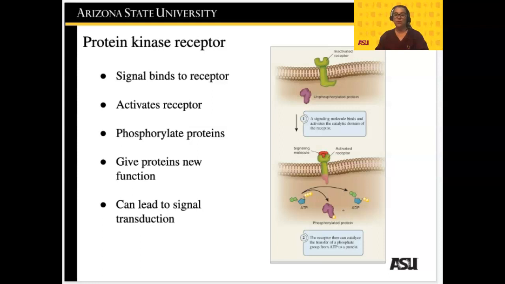Remember that protein kinases cause phosphorylation of proteins. The signaling molecule binds to the extracellular domain of the inactive receptor. This causes the conformational change in the receptor, leading to the intracellular domain to pull the highly energized third phosphate from ATP and add it to the protein, giving the protein a new function. In the case of insulin, the protein being phosphorylated is tyrosine. This creates a signal transduction cascade that leads to an increase in the uptake of glucose from metabolism.